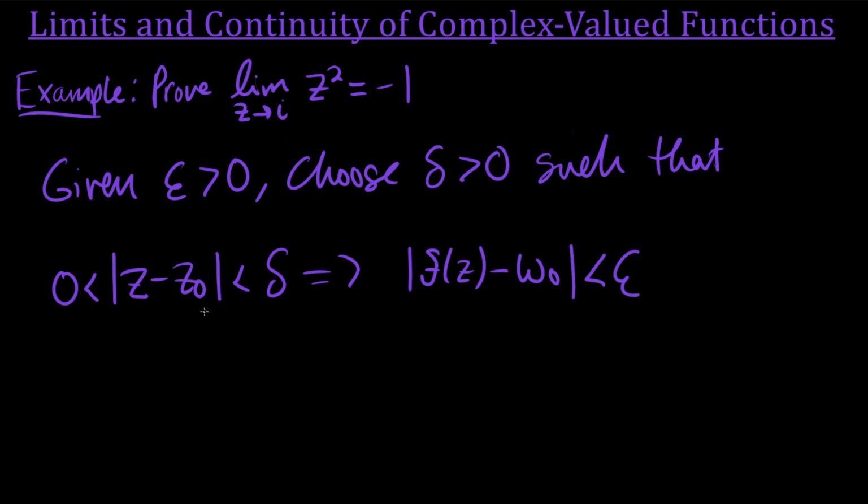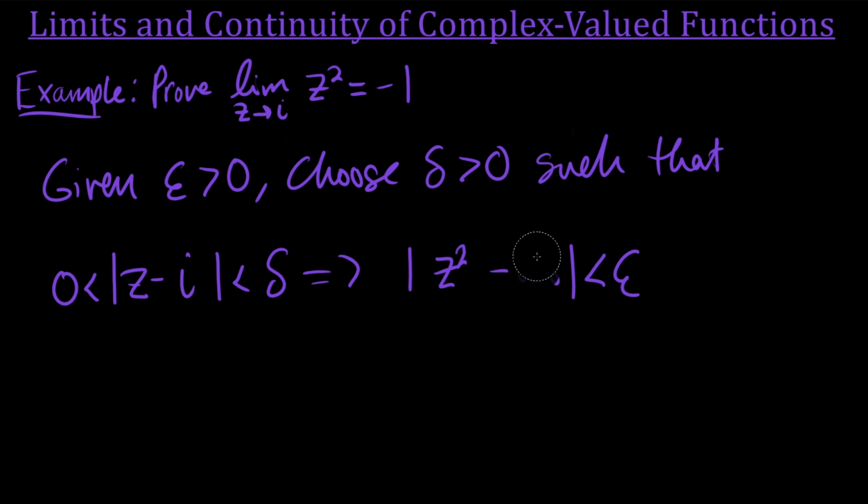And so what is z naught in this context? Well, remember that z naught is the complex number that we're approaching in the domain. So in this case, z naught is simply i. Now what about f of z? Well, this is just our function, which is z squared. So we'll replace f of z with z squared.